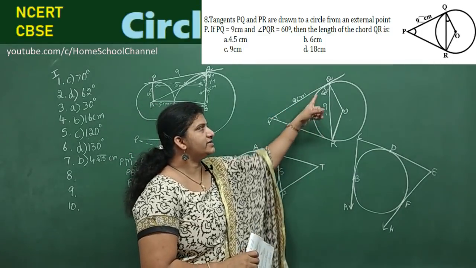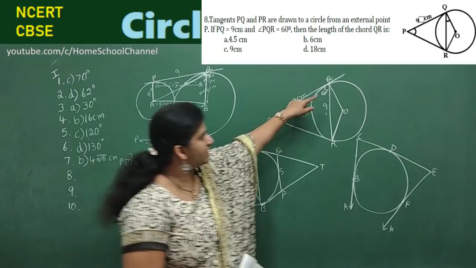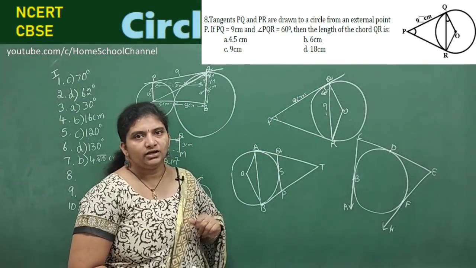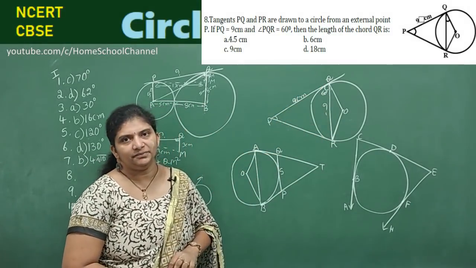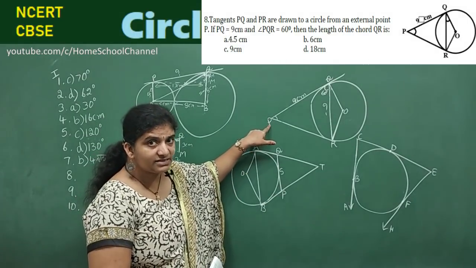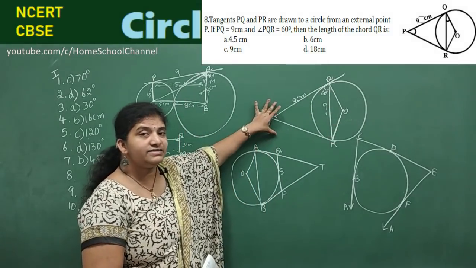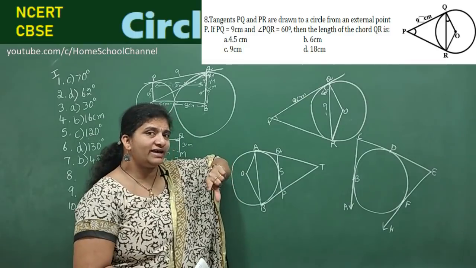Angle PQR is 60 degrees. What is the length of the chord? Chord, you can see here, QR is a chord. Okay, QR length we need. Observe carefully, if this is a tangent to the circle with center O, tangents are equal. By theorem, what can we say?